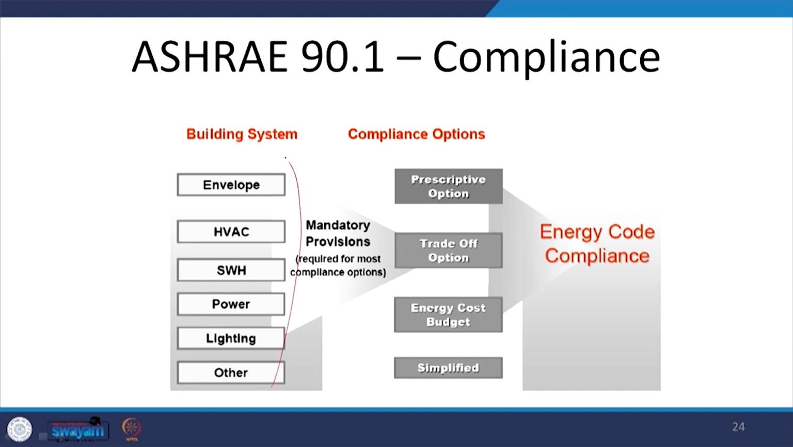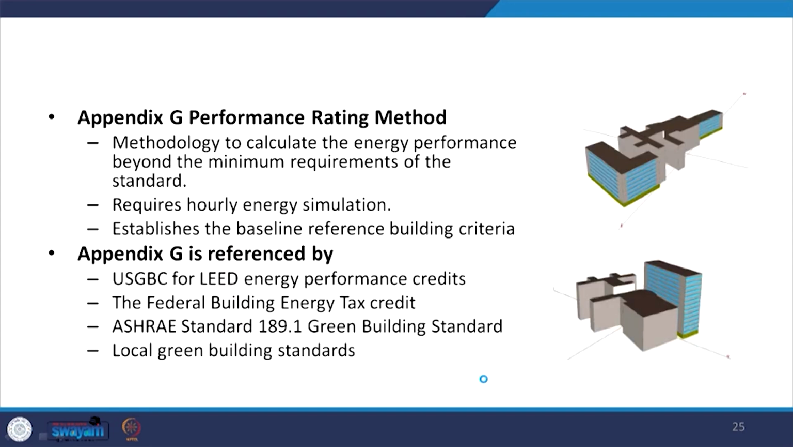have all these building systems: envelope, HVAC, hot water systems, power, lighting and others, and there are different options: a prescriptive option, trade-off option, energy cost budget, and a simplified method, exactly the same as we use in ECBC. So, the compliance approach is absolutely the same.